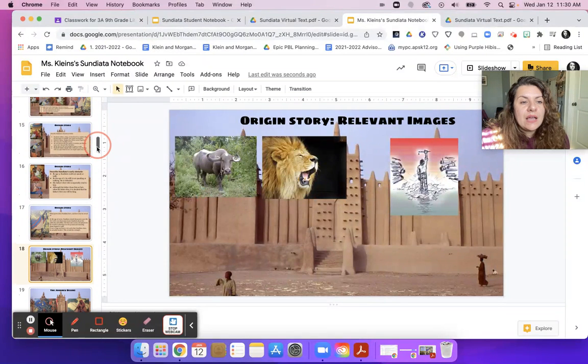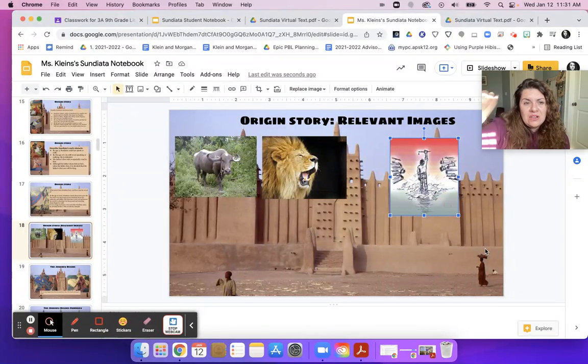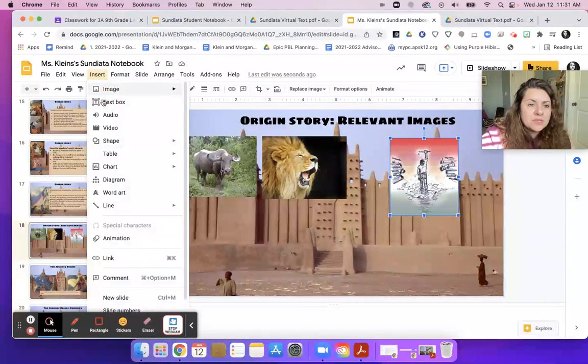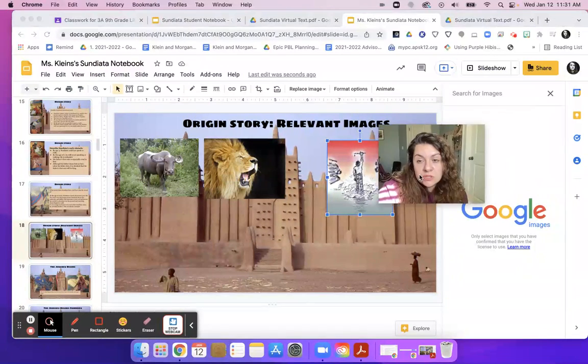All right. And so after the origin story description in your notebook, I would like you just to put some images to help you remember the origin story. For me, I put a picture of a buffalo to symbolize his mother, a lion to symbolize his father, and then I just found an image of someone standing tall in triumph to show that he stood. That's maybe not the best picture. Let's search for another one.